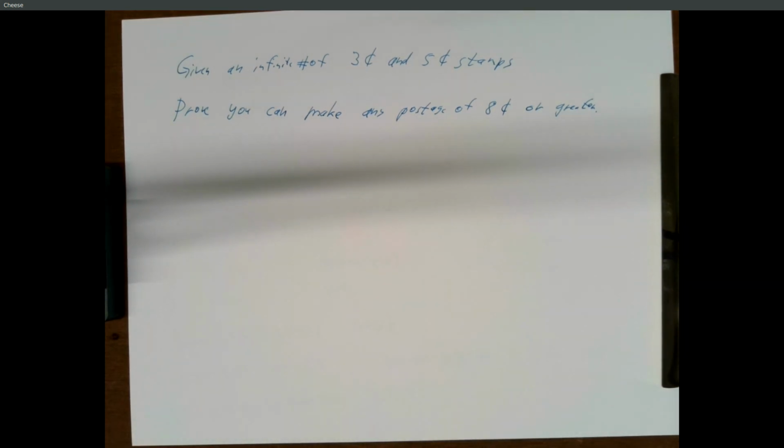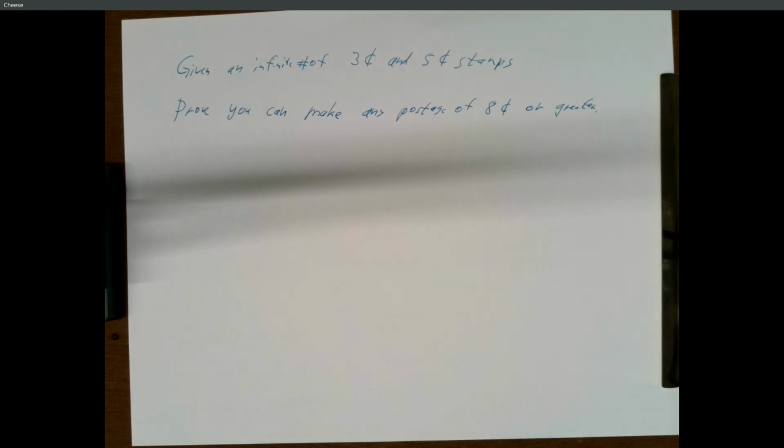So you're mailing a package and you've got nothing but 3-cent and 5-cent stamps, and you're going to take it to the clerk and they're going to weigh it and they're going to say it costs $2.71. There's some combination of 3-cent and 5-cent stamps that will give you exactly $2.71. Or 8 cents or 9 cents or 10 cents or any number of cents, 8 or greater. And we can prove this using mathematical induction. Exactly, with nothing left over.